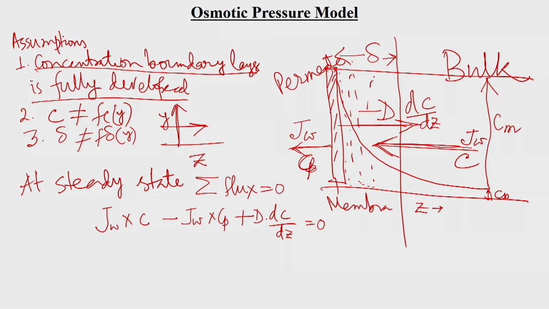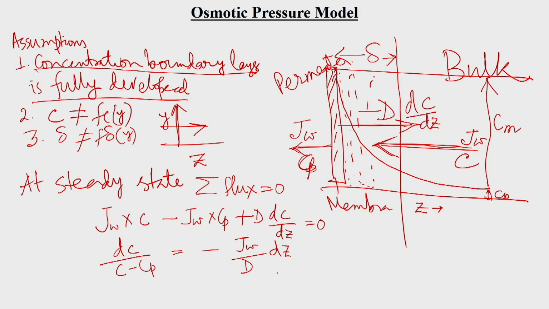So, that way we can say whatever is entering and these are exiting. From there, Jw into C minus Jw into Cp plus D into dC/dz is equal to 0. Okay. So, from here we can say dC by (C minus Cp) is equal to minus Jw by D into dz. Okay. So, that is just by this one manipulation.